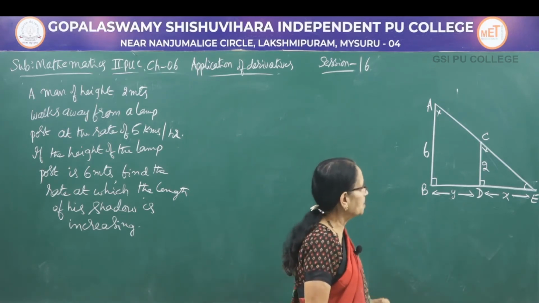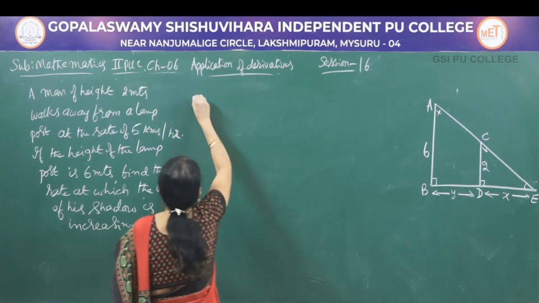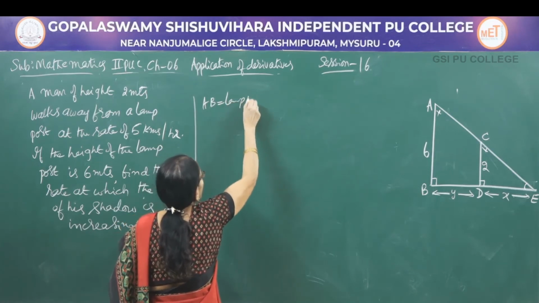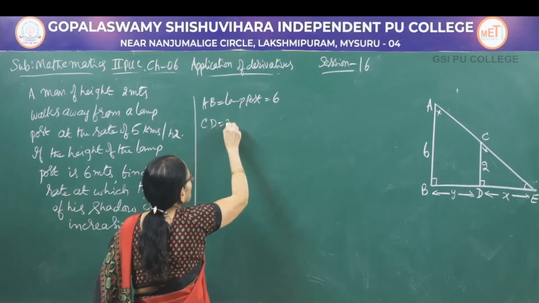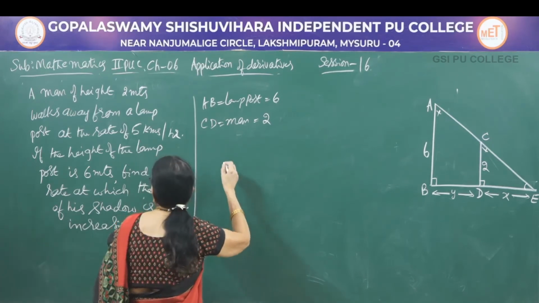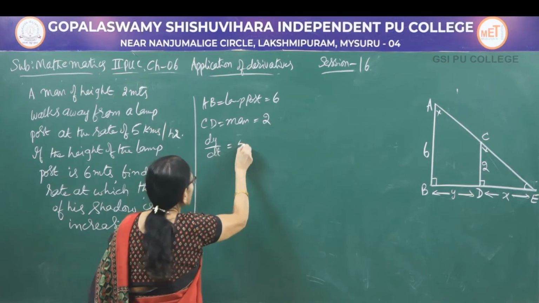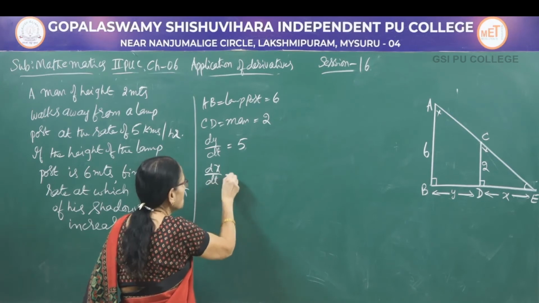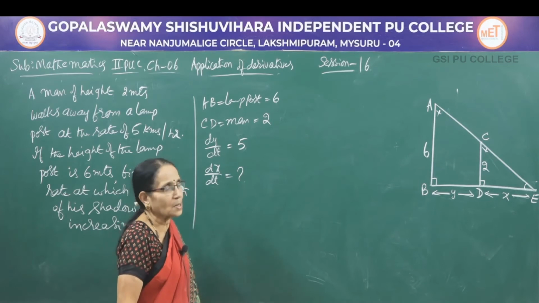Now look here, I have got two right angle triangles. First you have to write all the details here. AB is a lamp post, equal to 6 meters. And CD is the man, of height 2 meters. And then dy by dt is given. dy by dt is 5 kilometers per hour and dx by dt has to be calculated. First always write the data, what has to be calculated.